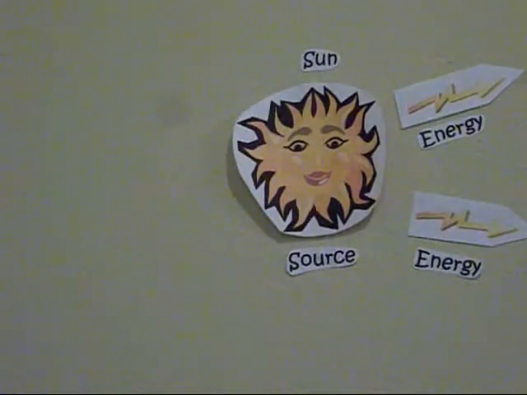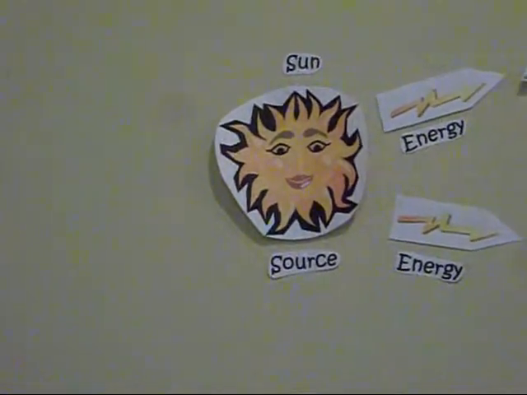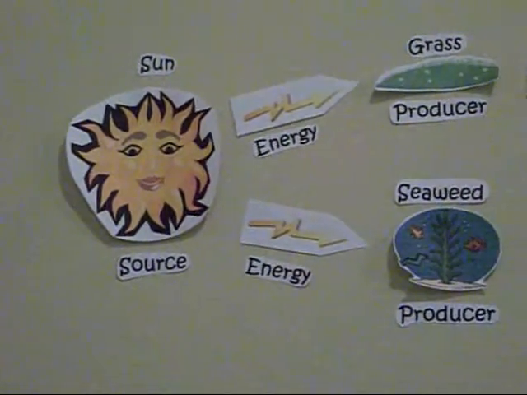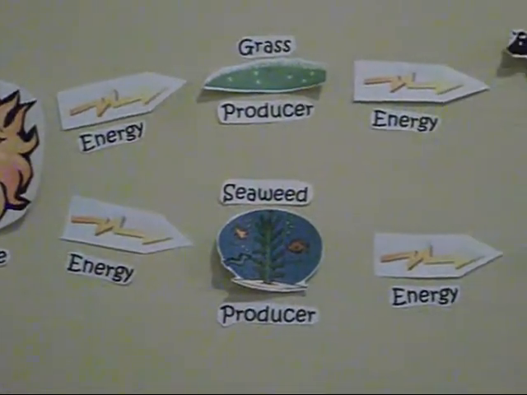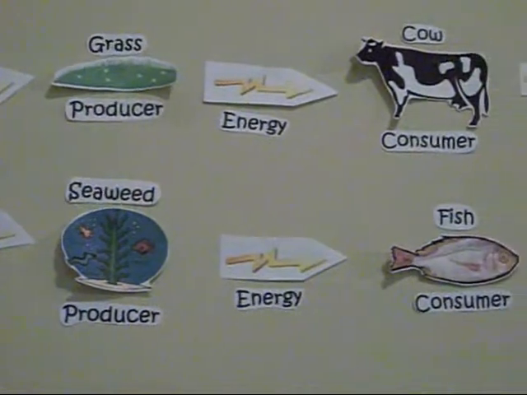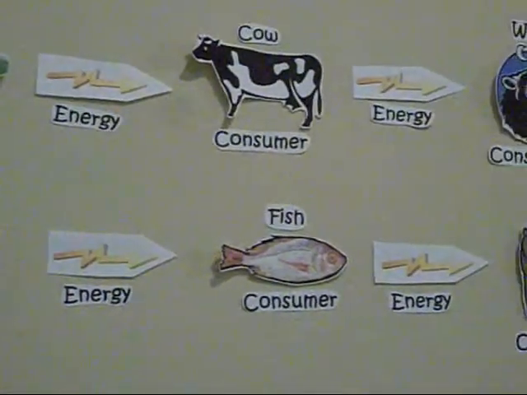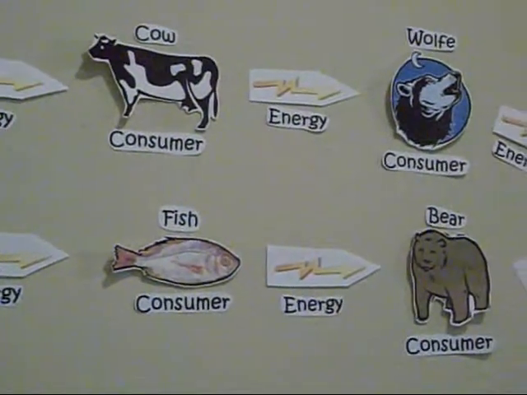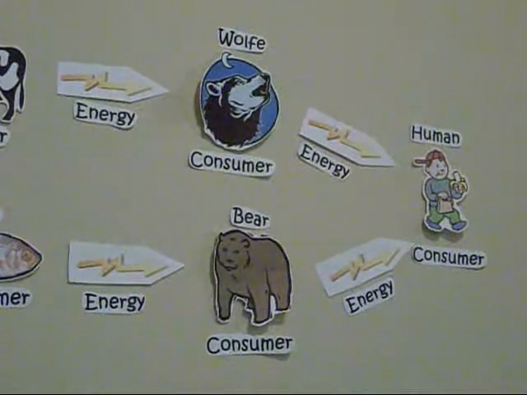Here is a close-up of my flowchart, starting with the sun, or the source of energy, which gets passed on to the producers, the grass and the seaweed, continuing on with the flow of energy to the first set of consumers, the cow and the fish, continuing on to the second set of consumers, the wolf and the bear, and finally continuing on to the ultimate consumer, the human.